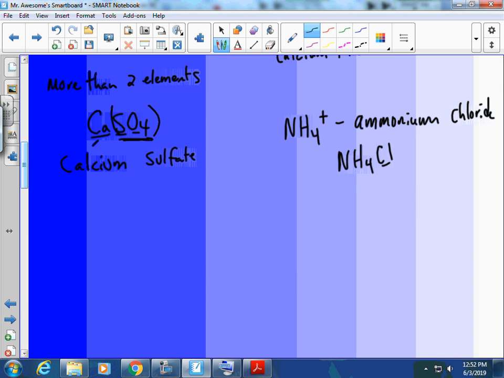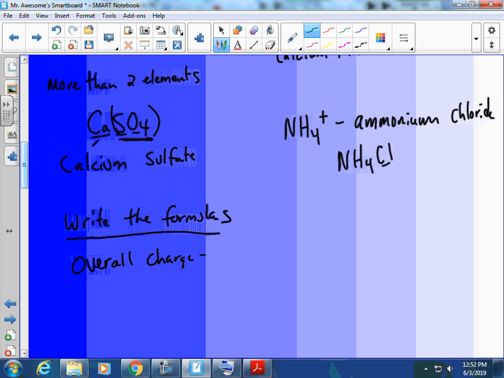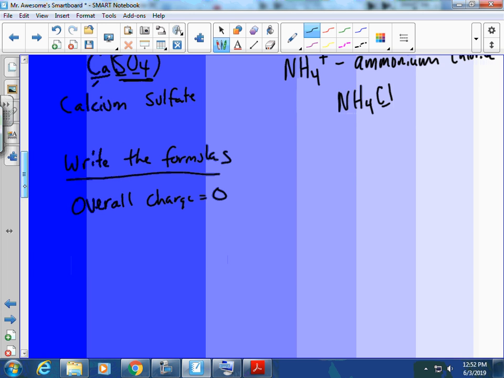Okay, in terms of writing the formulas, the main idea is that you have to make sure the overall charge is 0. So when I told you on the periodic table what charges they make, that's so I can say something to you like, if I had sodium oxide. Okay, first thing I want to check is the ending. Oxide means it's probably just a negative ion of ox, whatever that is. So this would be just a negative ion of oxygen.